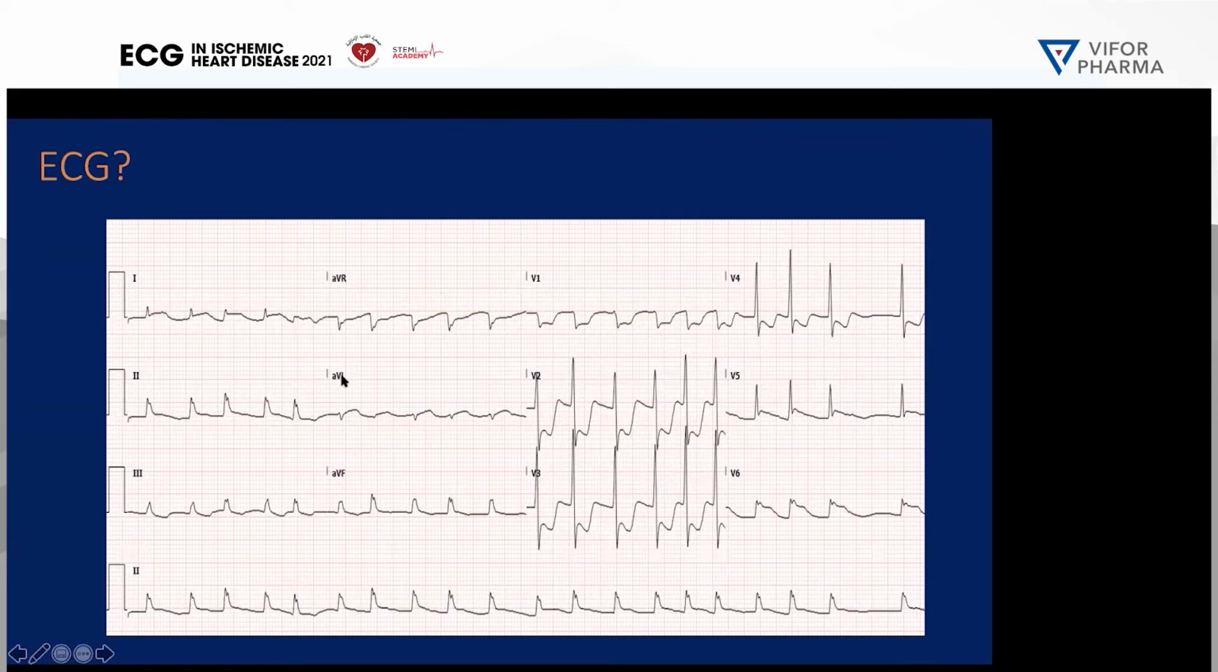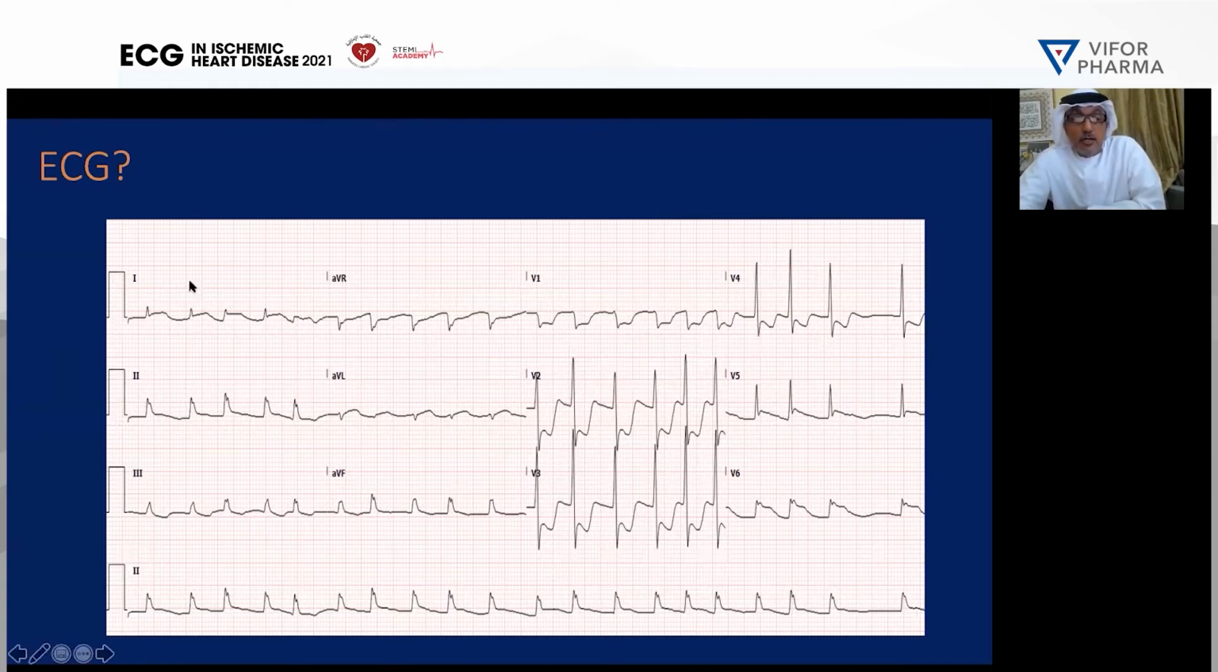But the most impressive thing, you look at lead 1, aVL, and V6, which look elevated, but also the impressive thing at V1, V2, V3 till V4. What do you think, Zubaidi? Yes, so as you say, there's mild ST elevation in lead 1 and aVL, very suggestive of a lateral infarction.